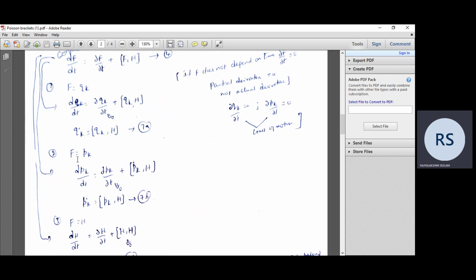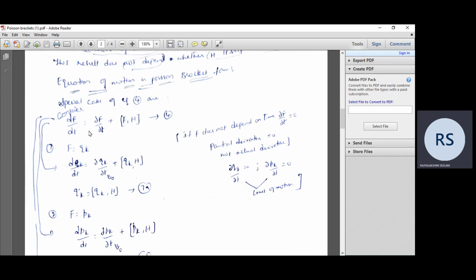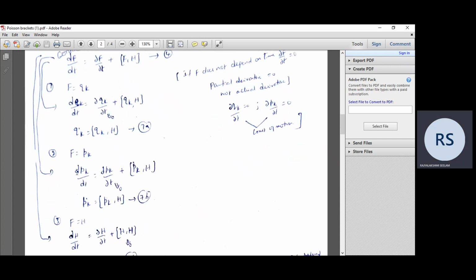Now if we replace f with a small pk, we will obtain dpk by dt equals dou pk by dou t plus pk comma h. So here, because of constant of motion, dou pk by dou t equals 0. So this becomes 0. So this one we can write as p dot k equals pk comma h.